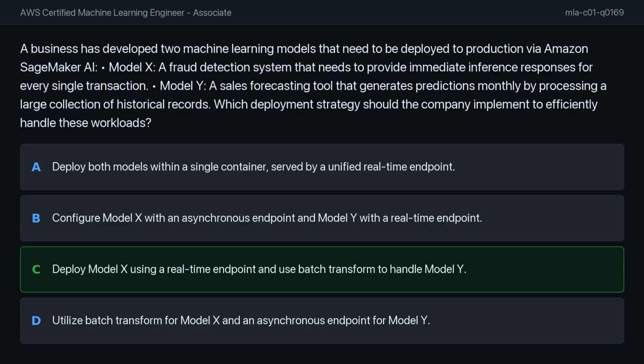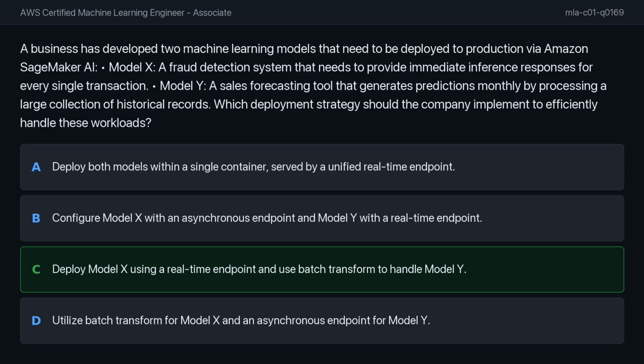I believe the correct answer is option C. Model X requires low-latency, real-time responses to evaluate every incoming transaction, making a real-time SageMaker endpoint the most appropriate hosting solution. Meanwhile, Model Y is used for a monthly sales forecast based on historical data, which is a classic use case for batch transform, as the inference is not time-sensitive and happens infrequently.